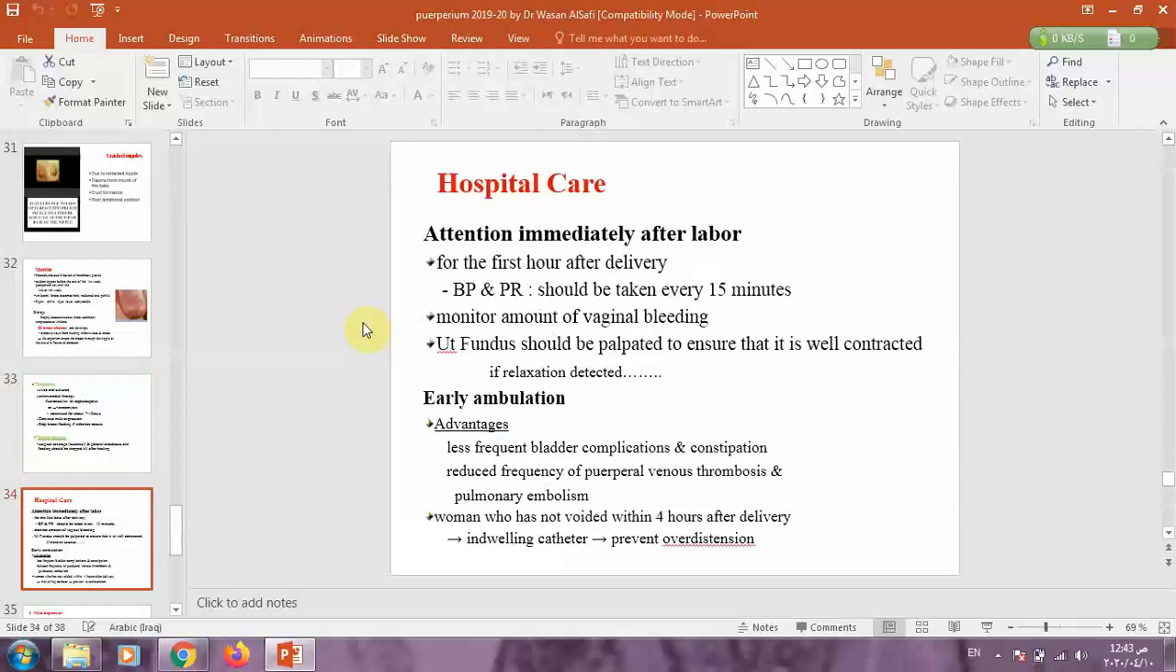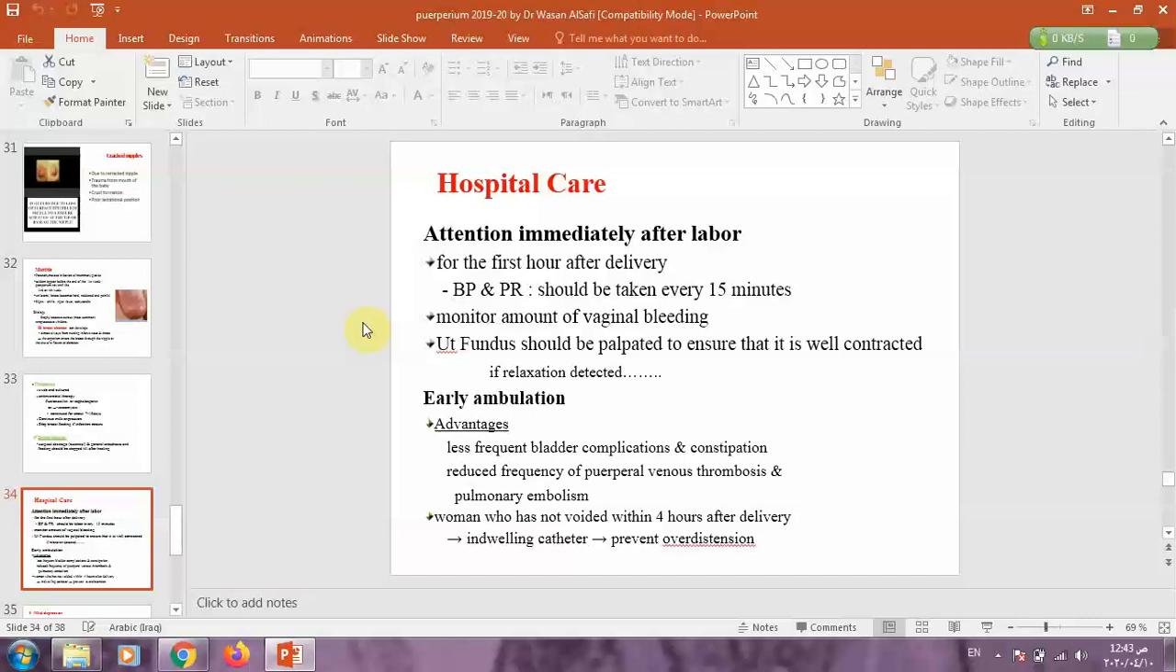So, the woman in the postpartum period needs hospital care from us. Attention is needed immediately after labor, for the first hours after delivery, because she is liable to postpartum hemorrhage. So I should check blood pressure and pulse rate. For the first few hours, check every 15 minutes, and then once you make sure that the woman is stable, you can space it out, for example every 4 hours. Monitor the amount of vaginal bleeding. These are the crucial major points in the follow-up.